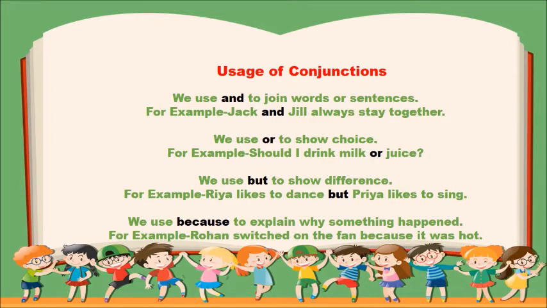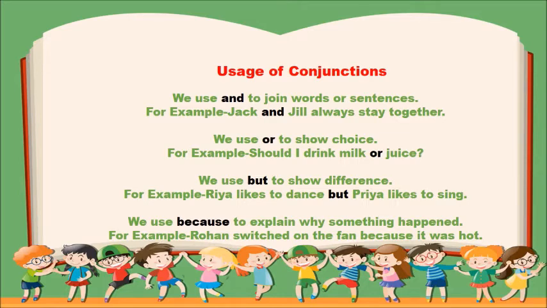Usage of conjunctions. So children, we will understand how we can use different conjunctions like and, or, but, and because. What is the right way to use them in sentences? Now, we use and to join words or sentences. For example, Jack and Jill always stay together. So, the word and is working as a connecting word. That is why it is called a conjunction.